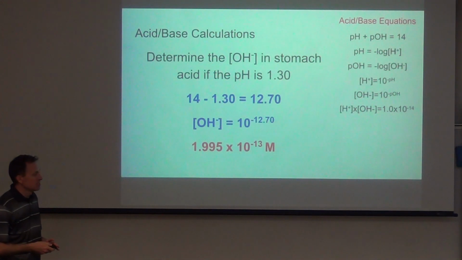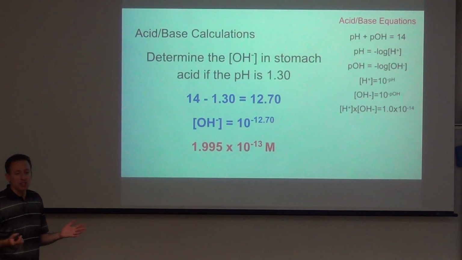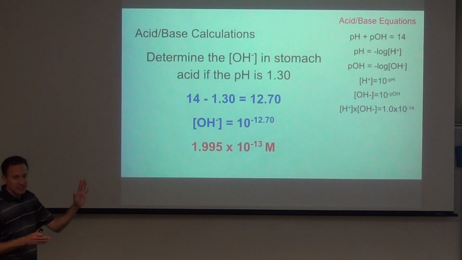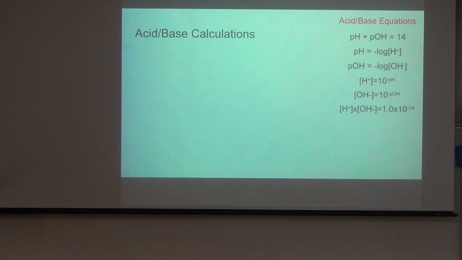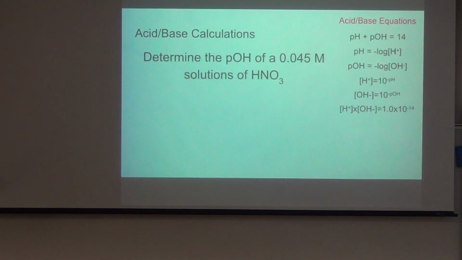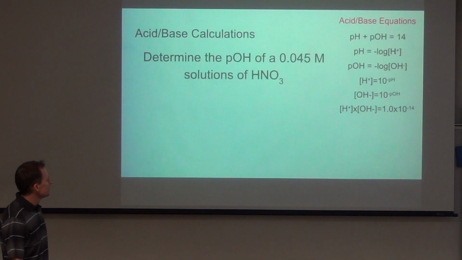Okay. So we only have one more. And then we do have to do one equation in the back. I did make a mistake. I did not include this, but it's not up there. Last one. So I want the pOH of a 0.045 molar solution of HNO3.